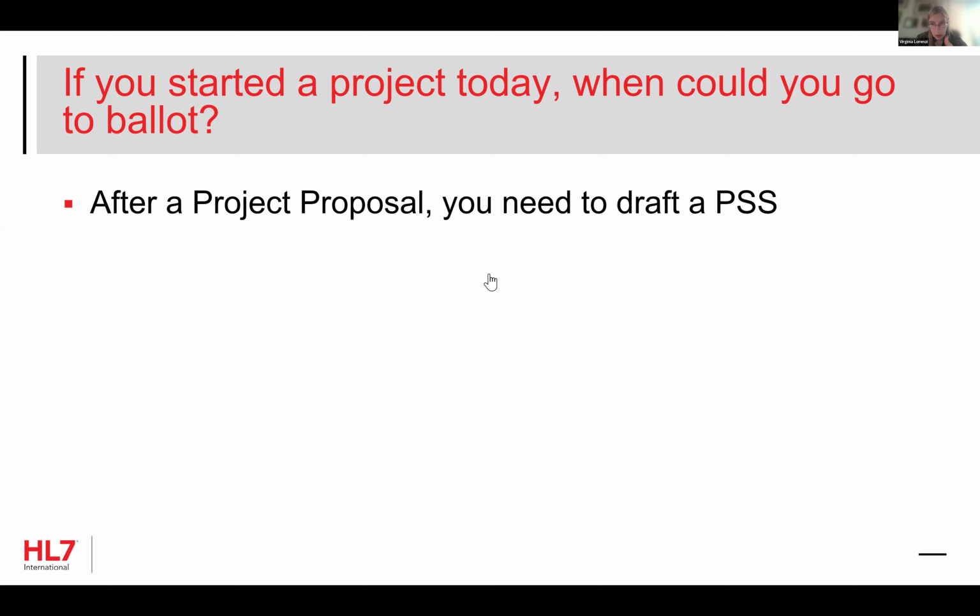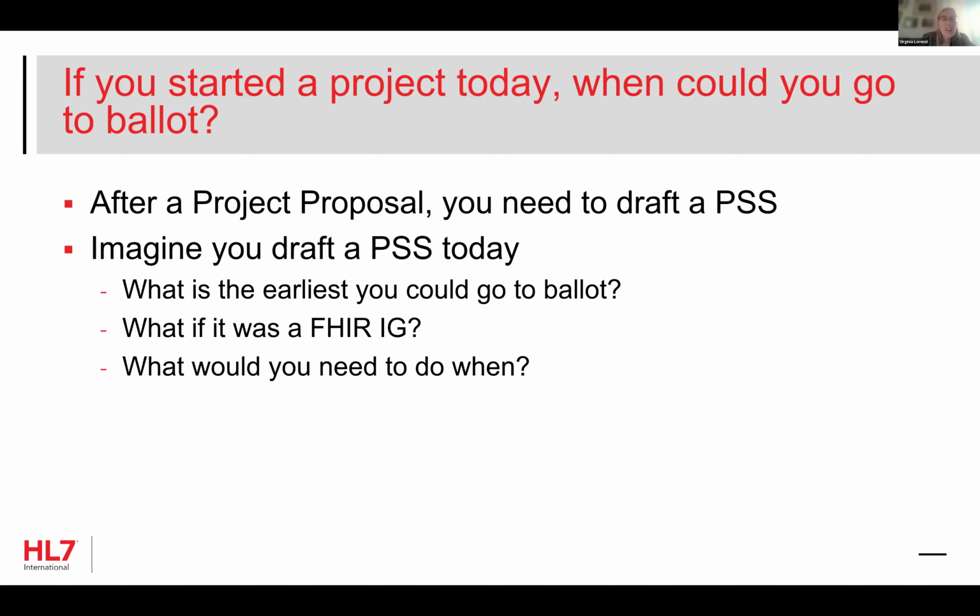So after a project proposal, you need to draft a PSS. Then that's got to go through the review process and get approved. And if it's a FHIR IG, you're also going to need to make sure you go through at least one connectathon. And you're going to need a FHIR implementation guide proposal as well. And when you want to go to ballot, you're going to need that notice of intent to ballot.